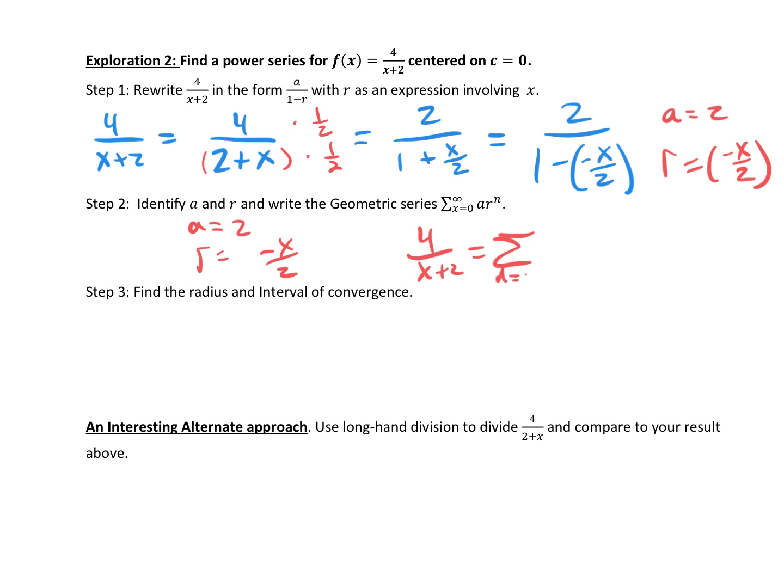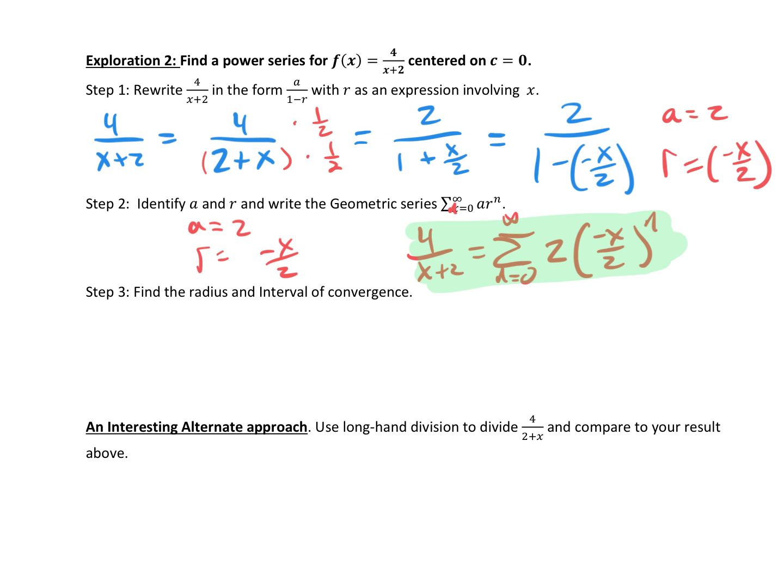This will be from n equals 0 to infinity. That should be an n. And we're going to have our a value, 2 times negative x over 2 to the nth power. Well, now we want to find the radius of convergence. Okay, so we have this nice series here, but it'll probably not match everywhere. Okay, so let's find our interval of convergence.